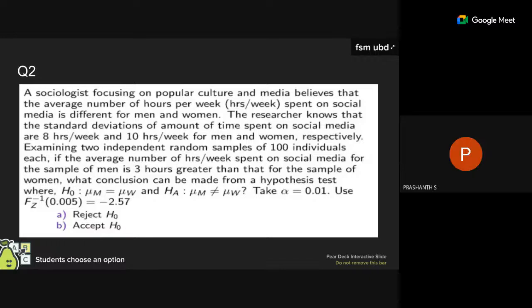Sir, standard deviations are samples. Standard deviations are for population.